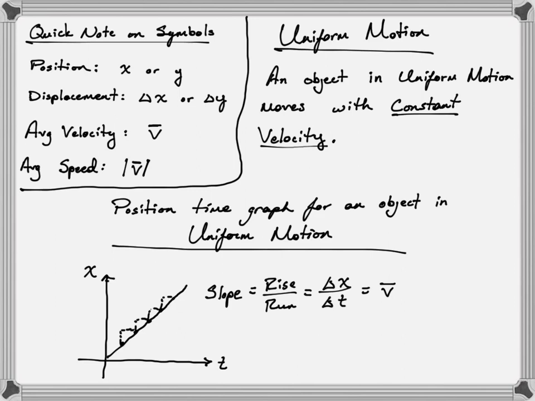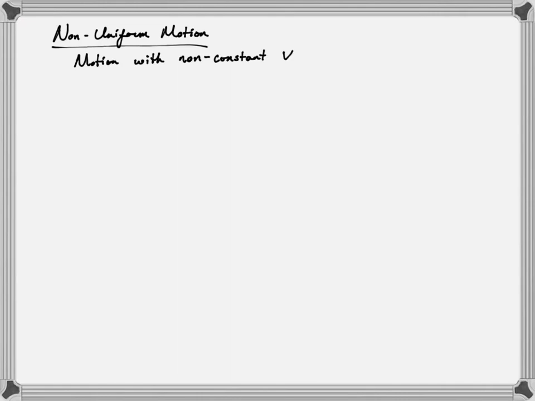Okay, but now what if an object's not in uniform motion? If uniform motion means moving at constant velocity, then what about the more realistic world where objects don't move at constant velocities? The simplest form of that would be a position time graph, position on the y-axis, time on the x-axis. For non-uniform motion, this would produce a curve, because our velocity is changing, so we will change our position by a different amount each second.